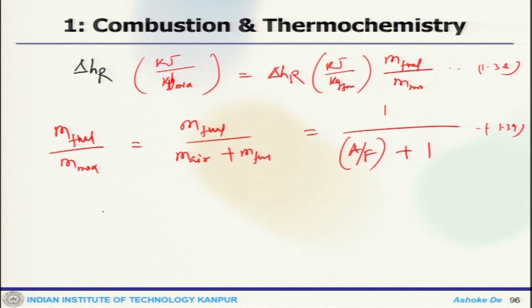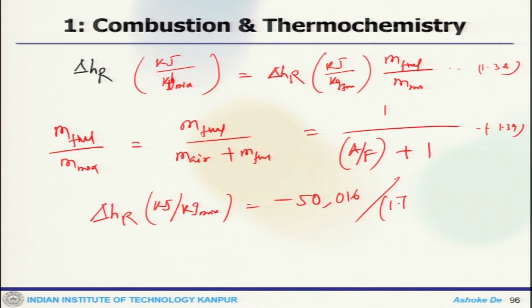So, now one can see how this can be used. This is minus 50,016 divided by 17.11 plus 1, which is minus 2761.8. So, one can take this kind of simple example and do these calculations.